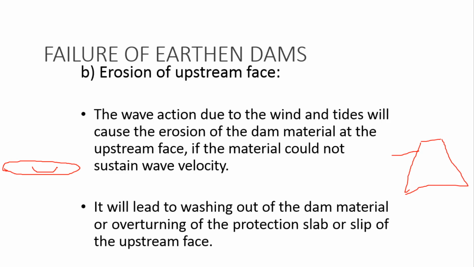Okay. And here due to these wind actions, wave actions, some parts will fall if the material is not correct. Generally this may cause failure of the upstream face. Wherever upstream is there, the failure chances will be there. It will lead to washing of the dam material, overturning of the protection slab, or slip of the upstream surface. Overturning force will be there. Suppose see here, if wind action is like this, some movement will start exactly at the slab location, and due to this movement, failure will be there.